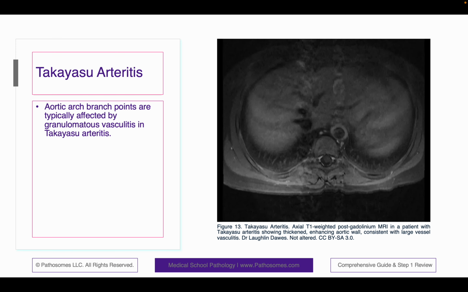Now let's talk about Takayasu arteritis. The aortic branch points are typically affected by granulomatous vasculitis in Takayasu arteritis. And note, in this image, we have somewhat of a dim representation, but however, it is an axial T1 weighted post-gadolinium MRI in a patient with Takayasu arteritis. And it's showing a thickened, enhanced aortic wall. I would like a radiology consult.